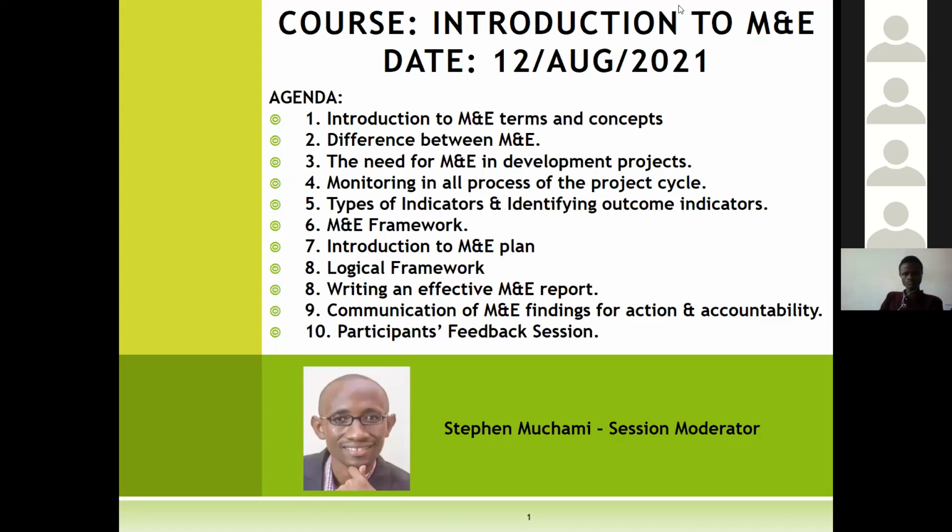Then we'll also want to look at how to write an effective M&E report, and that's something that we will need to understand so that we can ensure that we always have an effective M&E report done. We will also check on the communication of the M&E findings for action and accountability. That's also something we would love to work on, and ensure that we can always communicate M&E findings so that there is action and accountability.